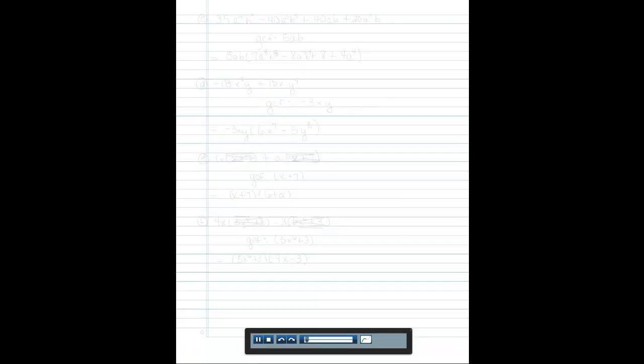This is a big one. Yes, this is a big one. We have 35 A to the ninth, B to the ninth, minus 40 A to the fifth, B to the fifth, plus 40 AB, plus 20 A, B to the fifth power.